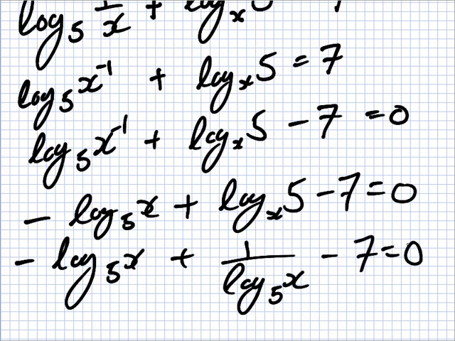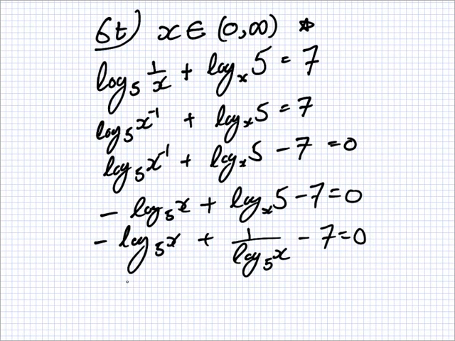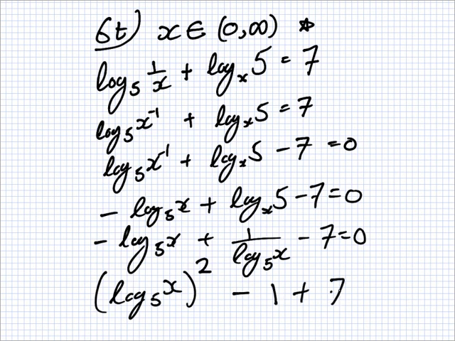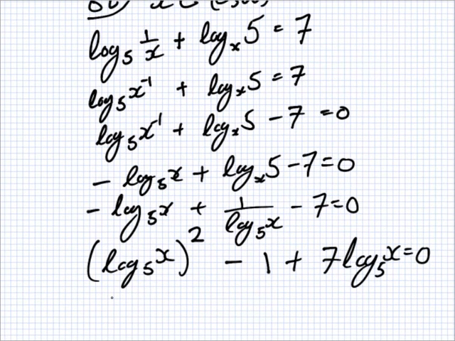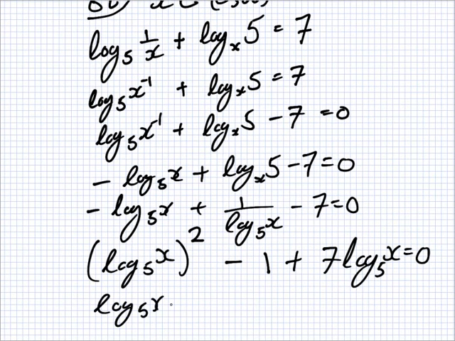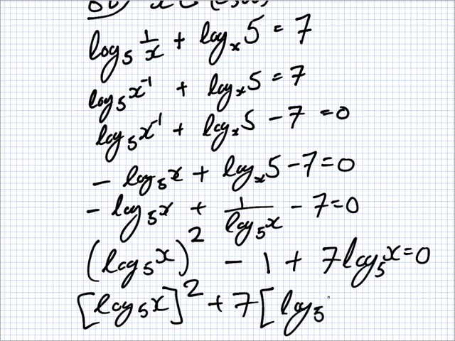Alright. What's next? You can multiply everything by log 5x. Yeah, I think I'll multiply everything by minus log 5x. So that would be log 5x squared minus 1 plus 7 log 5x equals 0. And I'm just going to rewrite this as (log 5x) squared plus 7 log 5x minus 1 equals 0.